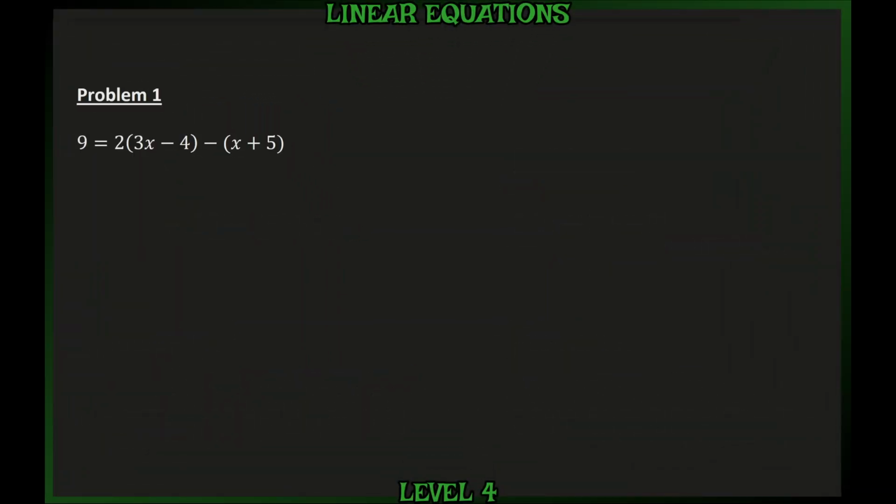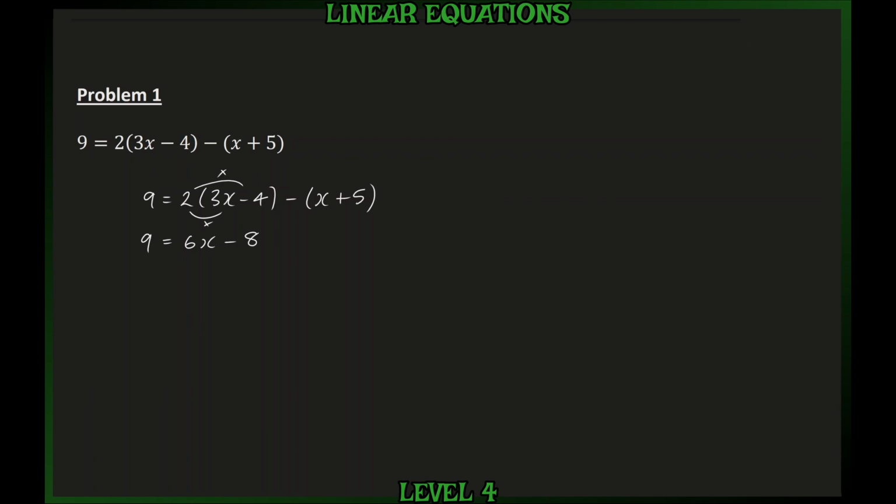In problem 1, we're solving the equation 9 is equal to 2 times (3x minus 4) minus (x plus 5). Now on the right hand side of this equation we've got 2 brackets, so we're going to start by expanding these. So on the left we have 9, and on the right 2 times 3x gives us 6x, and 2 multiplied by minus 4 gives us minus 8.